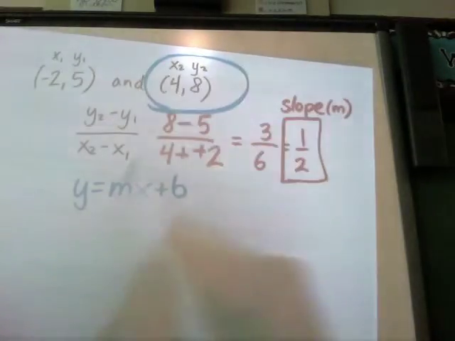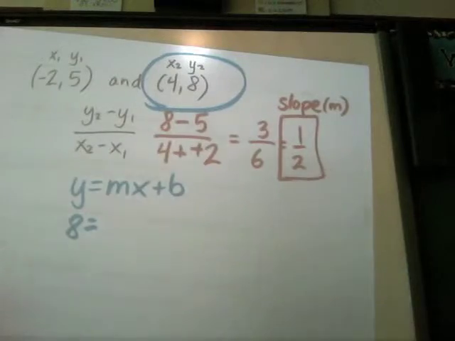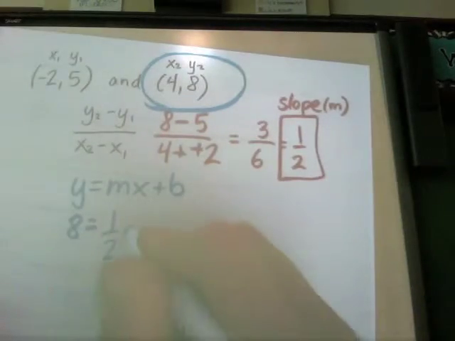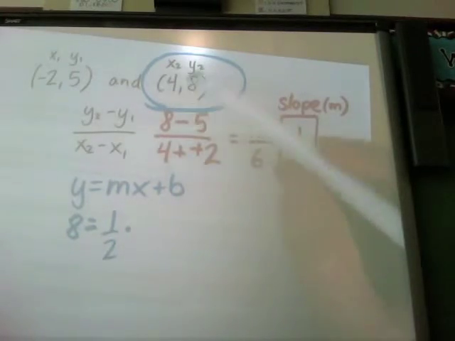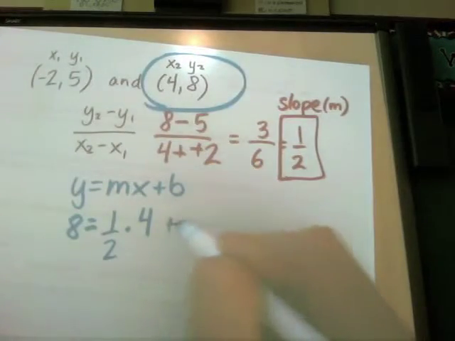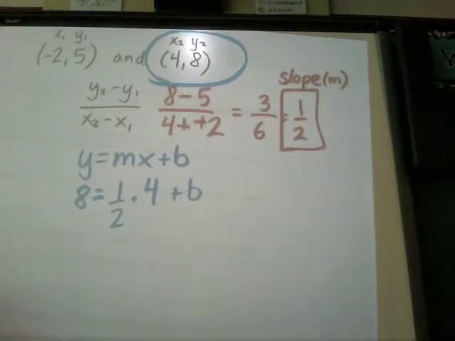Remember the formula, y equals mx plus b. I'm going to plug the y value. Courtney said let's use the second point. I'm going to plug that y value, 8. M, oh, I just figured that out. That's over here, 1/2. Times x. Okay, back to the point Courtney picked. 4 is x. I don't know the b yet. I don't know the y-intercept. So this final step is always going to be find the b value, the y-intercept.